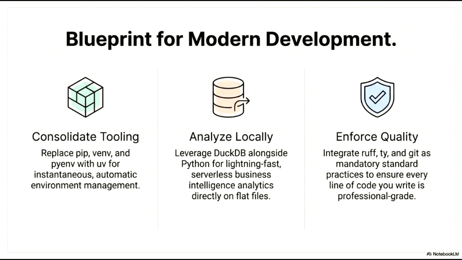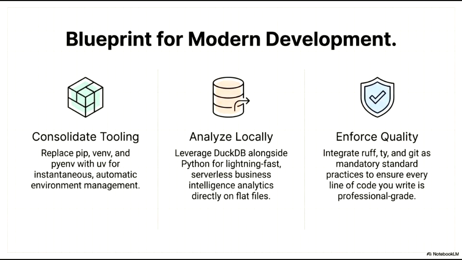Modern development requires a streamlined approach to tooling and process. Our blueprint focuses on 3 strategic pillars designed to maximize efficiency and reliability. First, we prioritize consolidating our tooling. By replacing fragmented utilities like pip, venv, and pyenv with uv, we achieve instantaneous and automatic environment management. This shift minimizes configuration friction and ensures that development environments are consistent across the entire team.